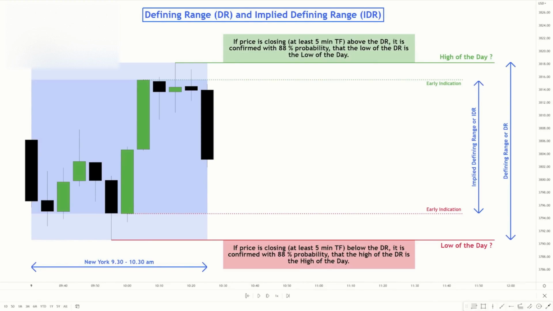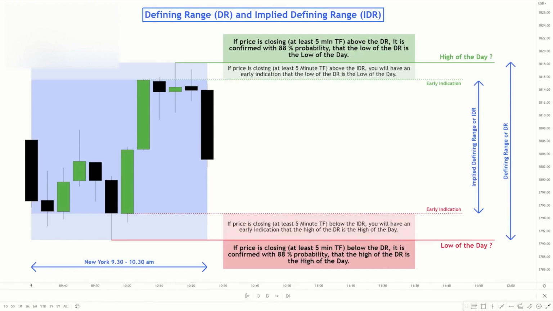So the implied defining range gives you an early indication about what the high or low of the day will be. If price is closing above the IDR, you will have an early indication that the low of the DR is the low of the day. Note, when I'm talking about closing, I mean really closing above, not just wicks. And vice versa, if price is closing below the IDR, you will have an early indication that the high of the DR is the high of the day.